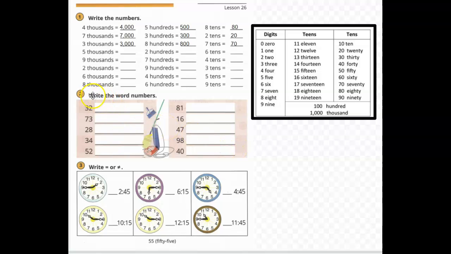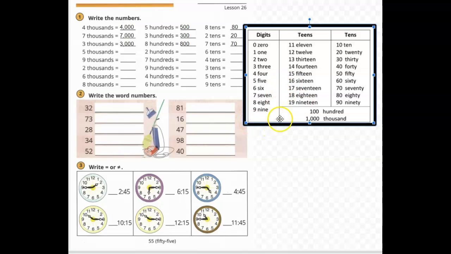All right, so if you're with me, you're right down here, write the word numbers. So now I gave us a little chart here. This is the first time that we're going to be writing them by ourselves. I am going to do the same thing where I type them in because it's just such a small space to write on with my mouse.